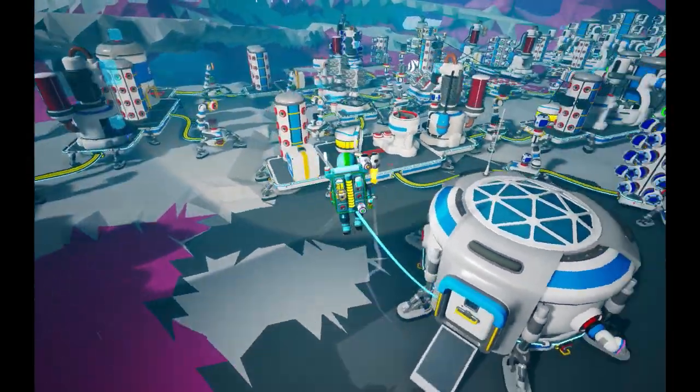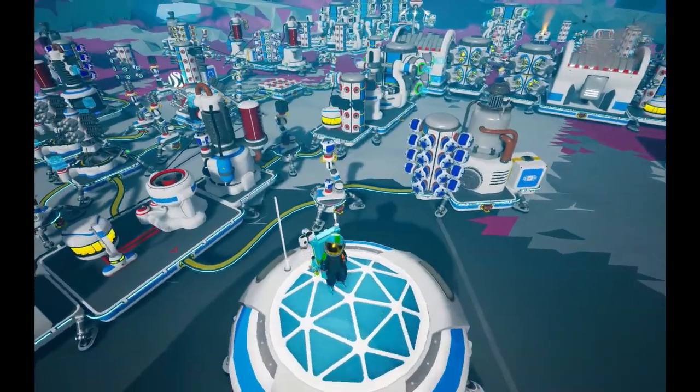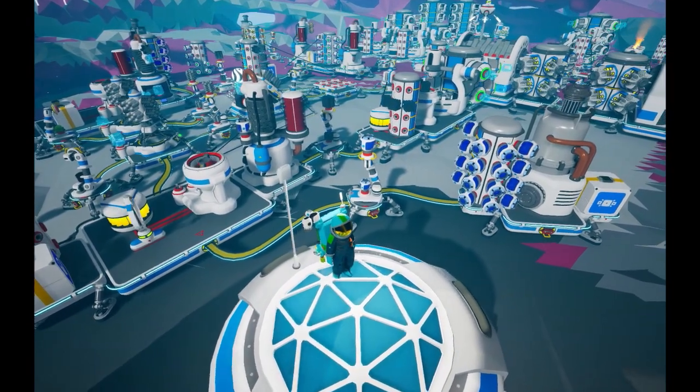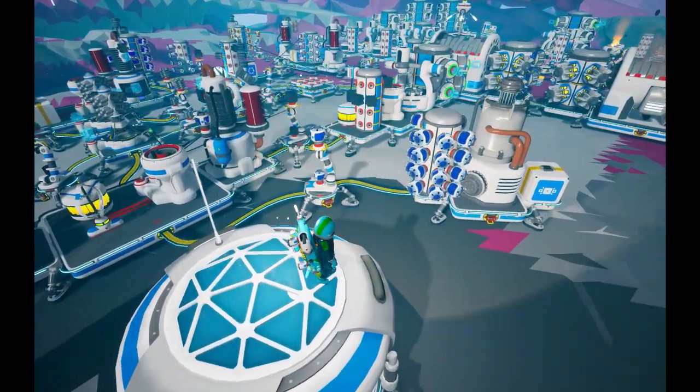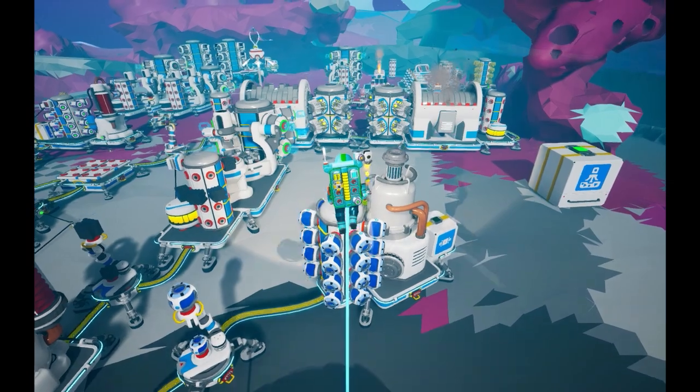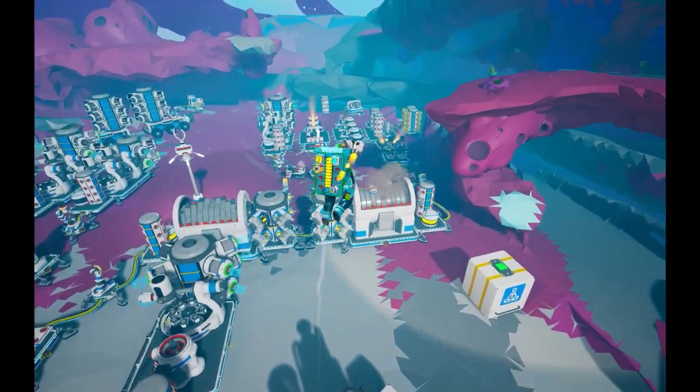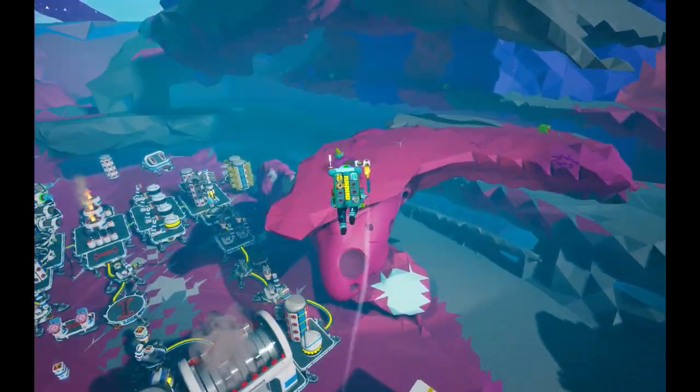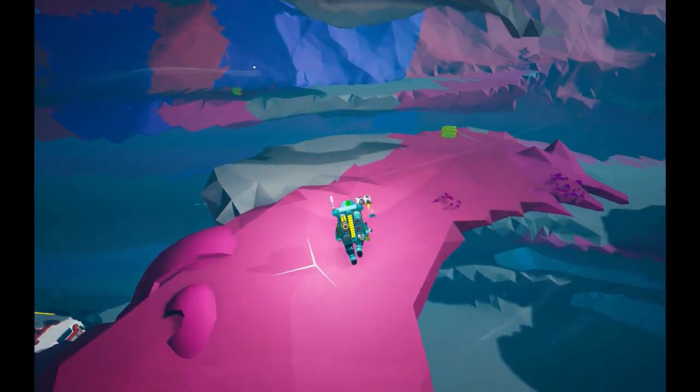So, that's pretty much it. This is what I've been spending most of my time in Astroneer on. Getting this thing nailed down. And it's working. It does kill my frame rate a little bit because I'm on a bit of an older machine, but yeah.